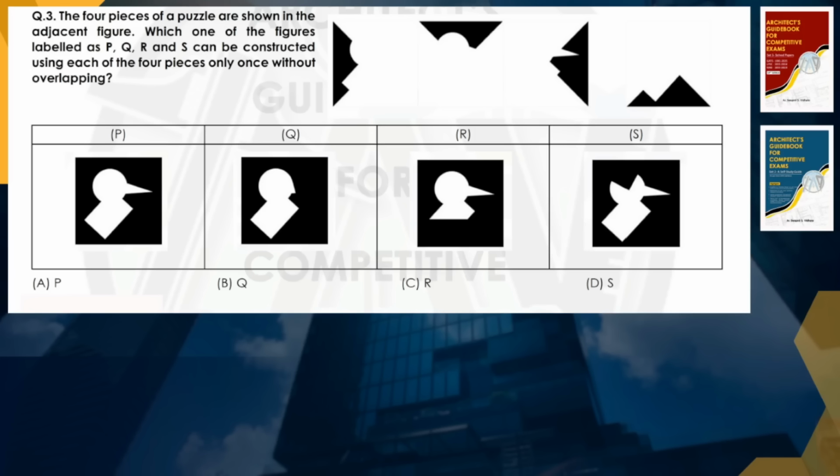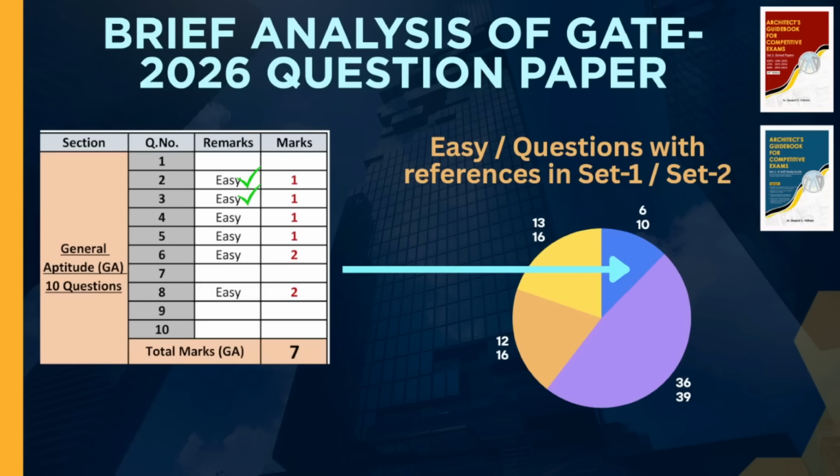We have to use only once and there is no overlap. I think selecting option E, which means figure P, it can be constructed by using these four pieces, was not a difficult one. So the correct option is option A, that means figure P. So again, the third question was of very easy nature, of 1 mark.